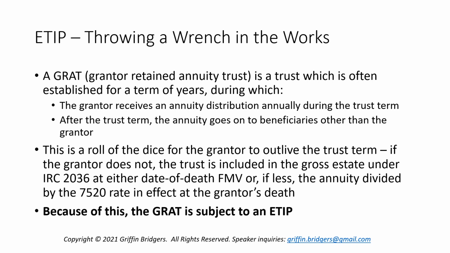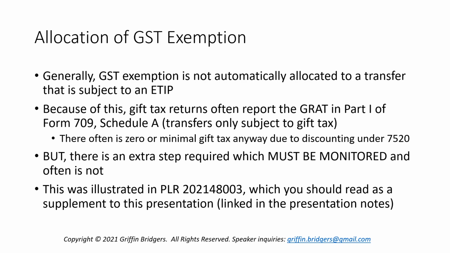What that means is that at the outset, there's no allocation of GST exemption to a GRAT, because there's no allocation of GST exemption, whether automatic or manual, to a transfer that's subject to an ETIP. Now, there are some elections you can make to allocate or not allocate at the close of the ETIP up front, but that's not what we're going to talk about today, because usually what you do is you don't even worry about the allocation.